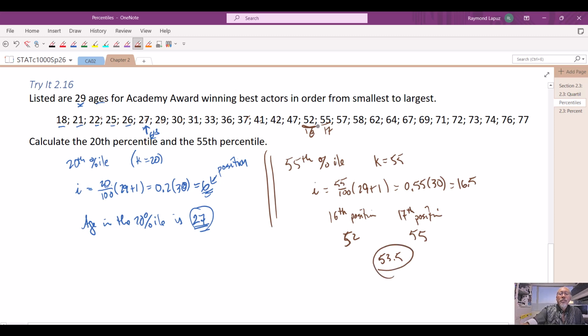The age 53.5 is not here in the list, but there is going to be like a marker here at 53.5 that says that 55% of the ages are less than that, and 100 minus 55, which is 45%, of the ages are bigger than that. So the age in the 55th percentile is 53.5. Okay? All right.